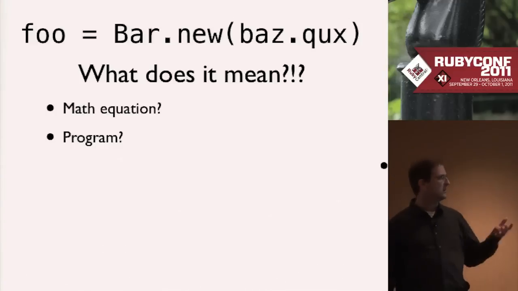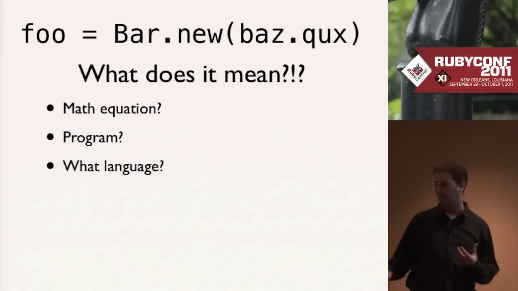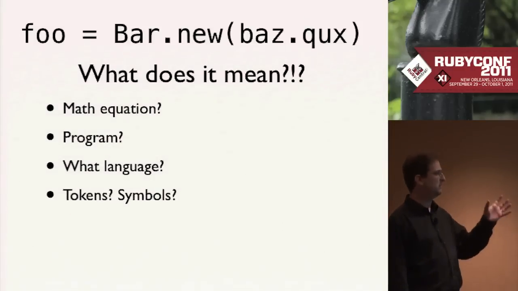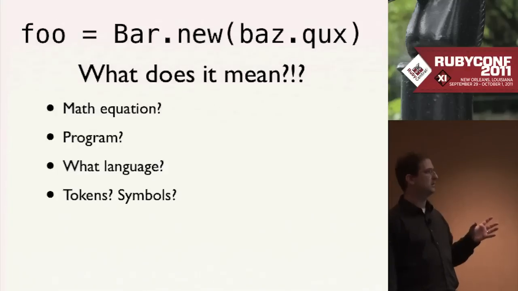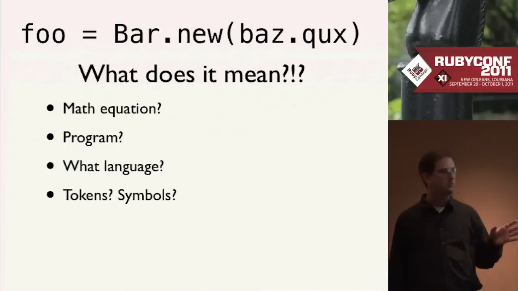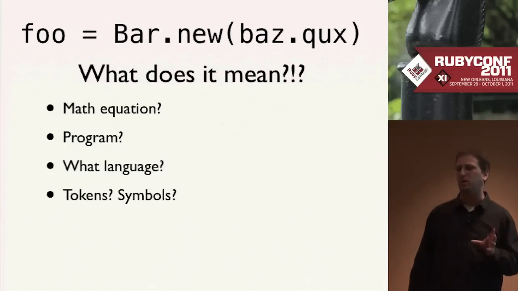So the next thing we might jump to is, okay, well, if it's a program, what's the language? Right? And if you tell me what language it is, I can start to understand bits and pieces. I can pick out the tokens. I can find the symbols, right? The basic tokenization, parsing style stuff that a language does, but that's not really what the program means.